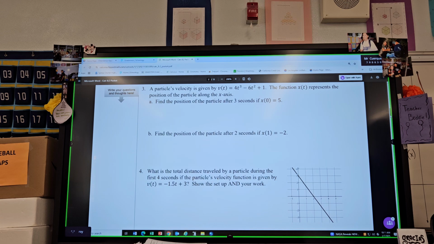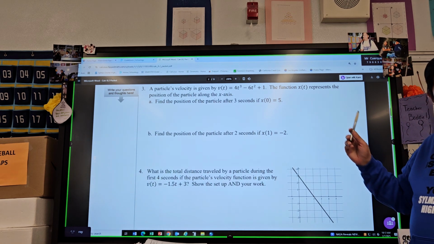Can you read the problem for me, please? The particle's velocity is given by v of t equals 4t cubed minus 6t squared plus 1. The function x of t represents the position of the particle along the x-axis. Find the position of the particle after 3 seconds if x of 0 equals 5.